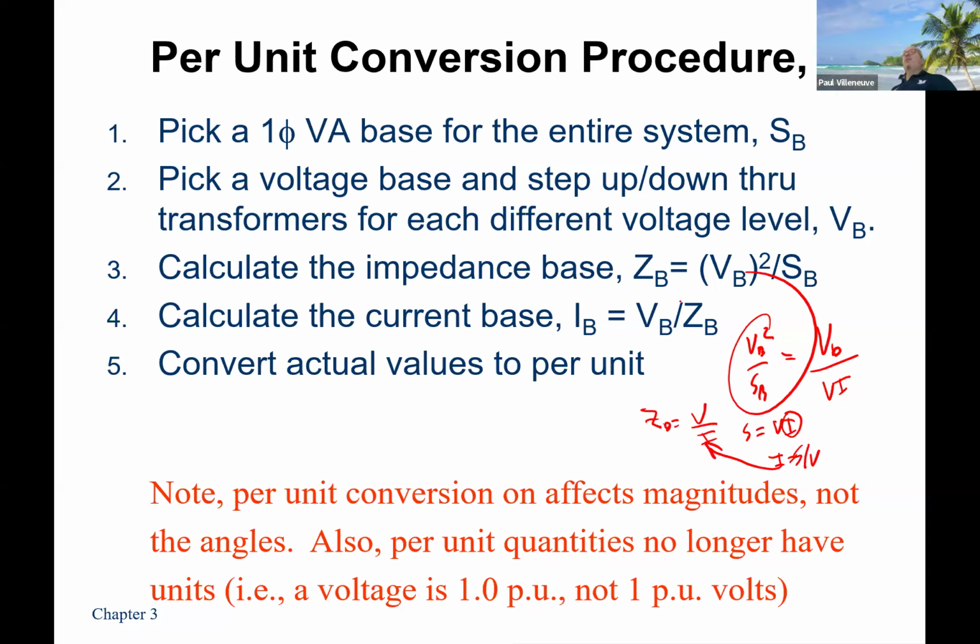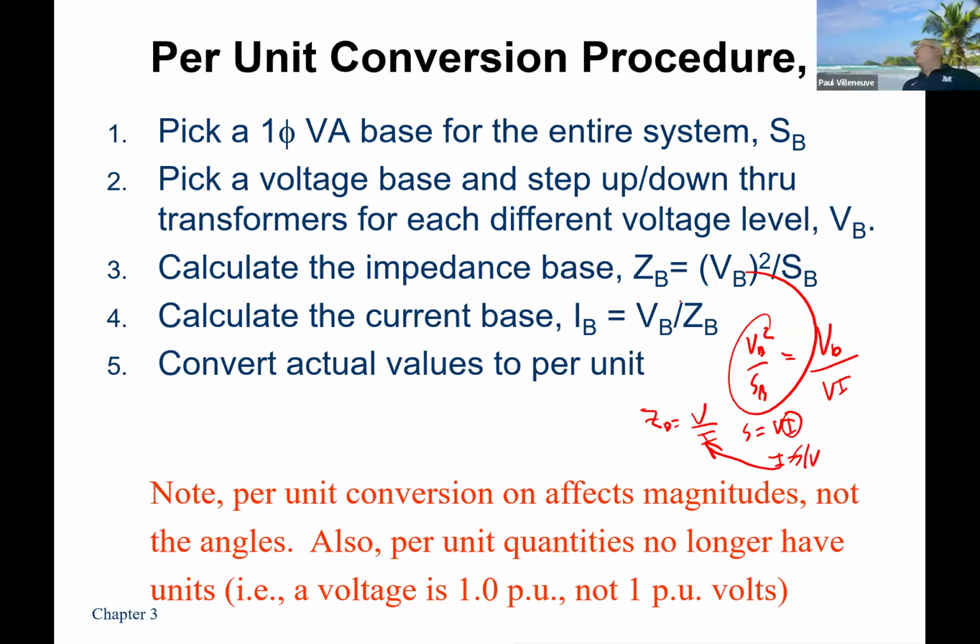And the reason why we use VB squared and S base is because, have I picked any of the I bases? No, those are going to be calculated from SB equals VB times IB. So I haven't calculated any of those. Up until step 3, I don't even know what my I bases are. So my equation for calculating the Z base is all based on the voltages as well as your single power base. It's not based on any of the currents.